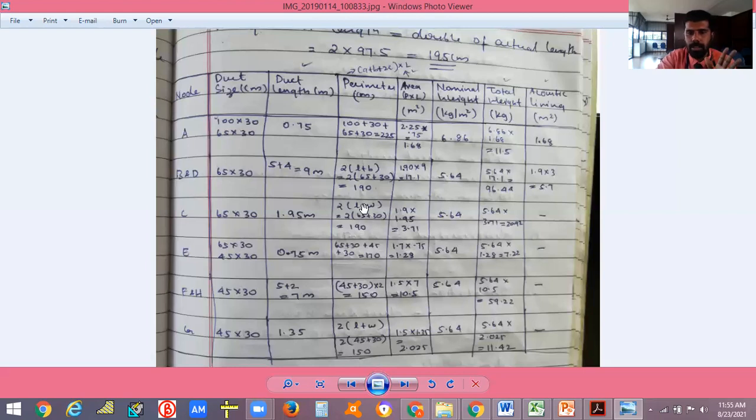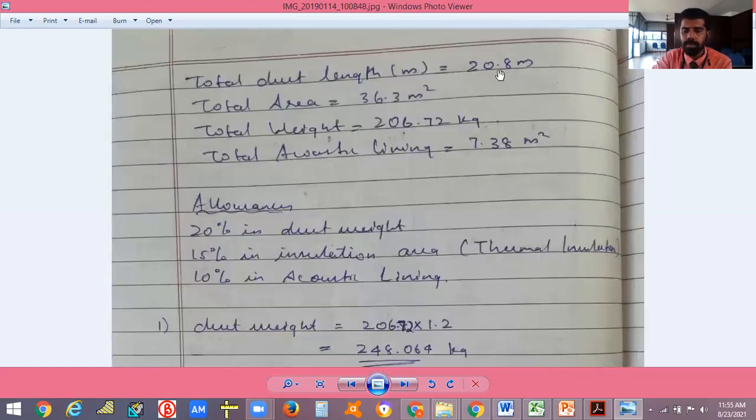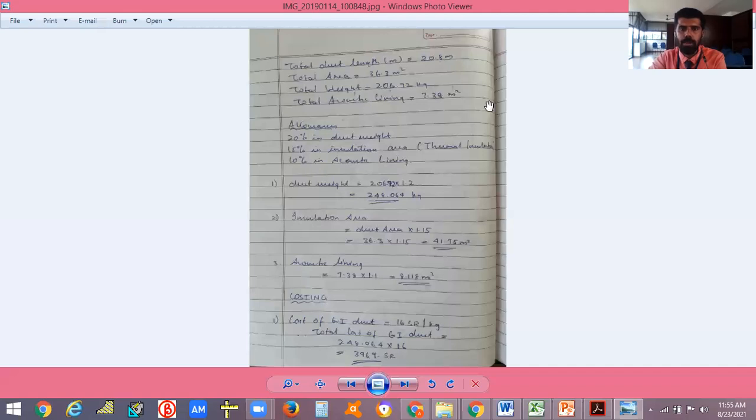Next, this is the estimation. Okay, so what you have to do is add all these values. 11.5 plus 96.44 plus all these values, and you have to add it here. Acoustic lining also, you have to add all these values and add it here. Whenever we are doing all these things, we should do a safety factor. You have to give an allowance. You should not give a correct amount; you should add some safety factor to that also. Okay, total duct length you have to add. So here you have to add the total duct length: 0.75 plus 9 plus 1.95 plus all this, add it here, and you will be getting 20.8.